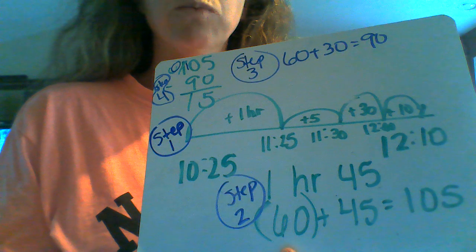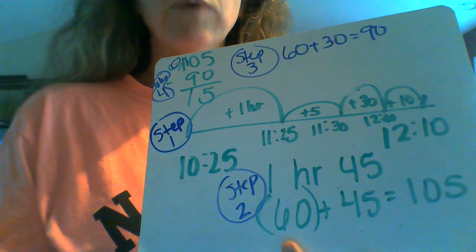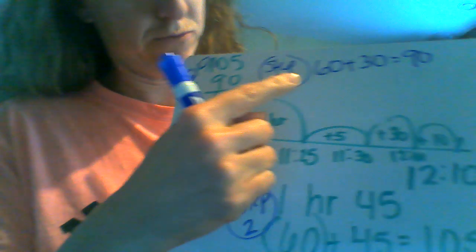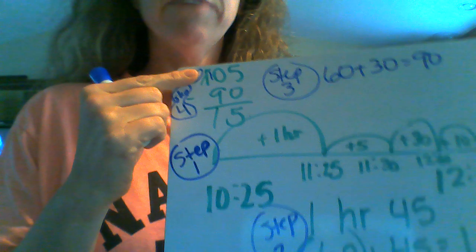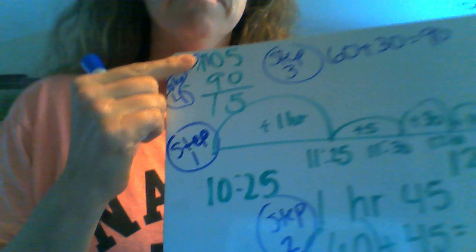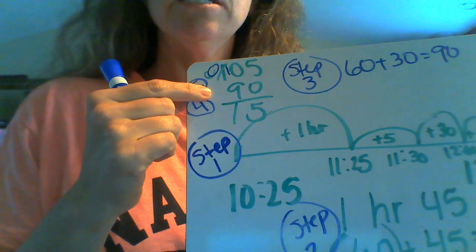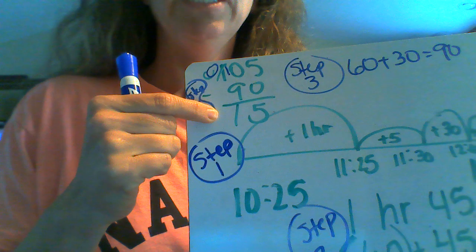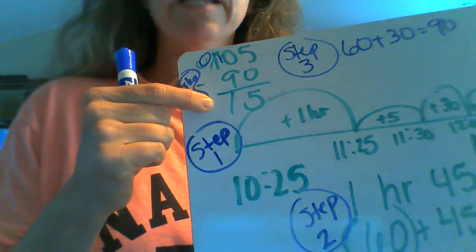So how do we find what's left for riding his bike? Well, I subtract. That's the final step. Step 4, I took my 105 total minutes and subtracted the 90 minutes he spent doing those other 2 activities to get 15 minutes left that he could have been riding his bike.